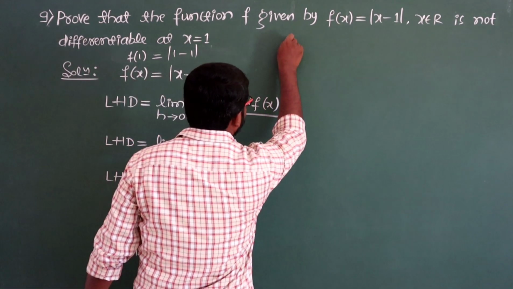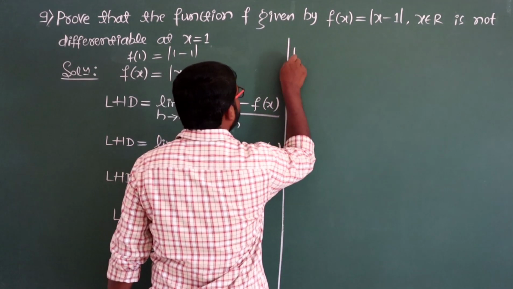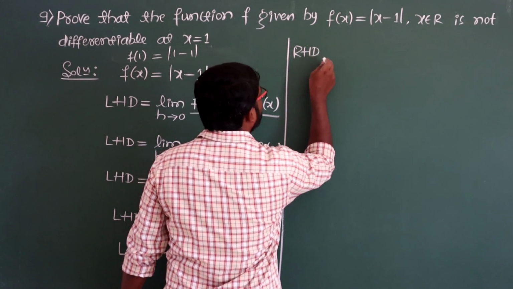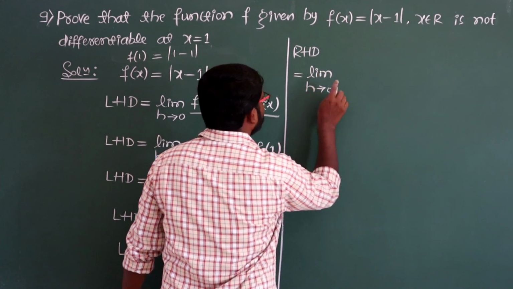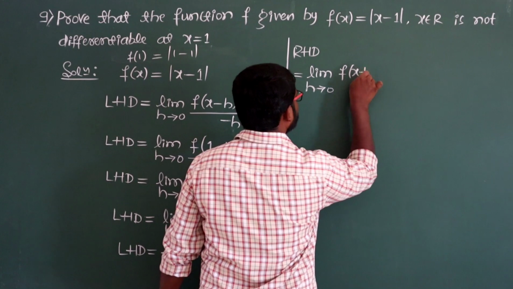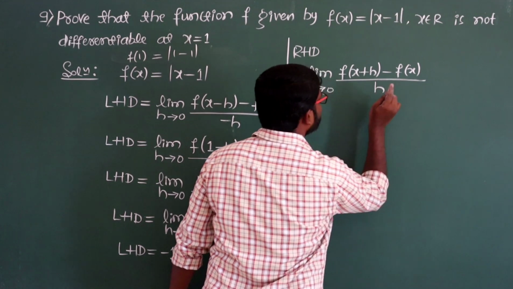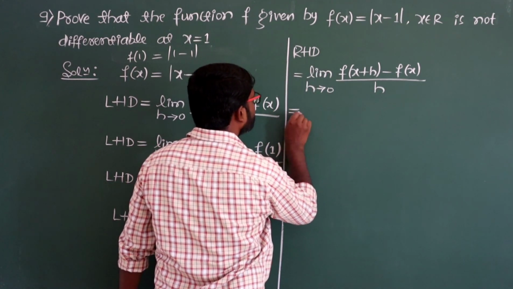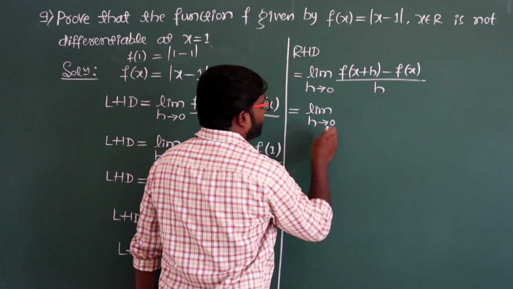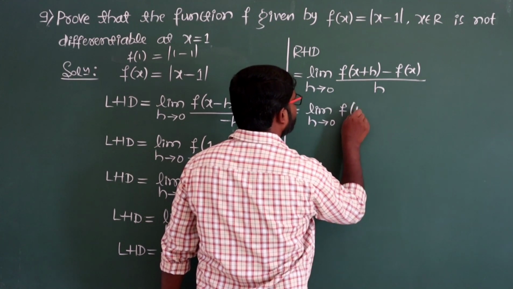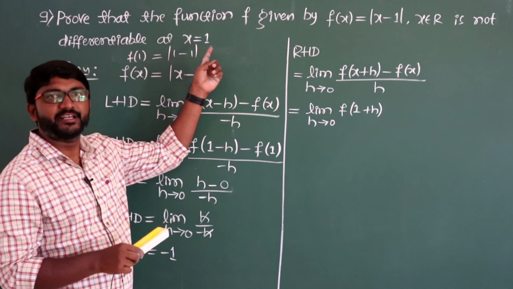Now we will have to calculate the right hand derivative. Let us go ahead with RHD. RHD will be limit h tends to 0, f of x plus h minus f of x divided by h. Then this is equal to limit h tends to 0, f of what is the value of x now? It is 1 plus h. We took x value as 1 because it is given here that it is not differentiable at x equal to 1.